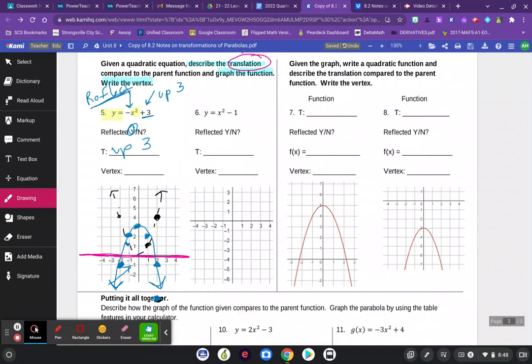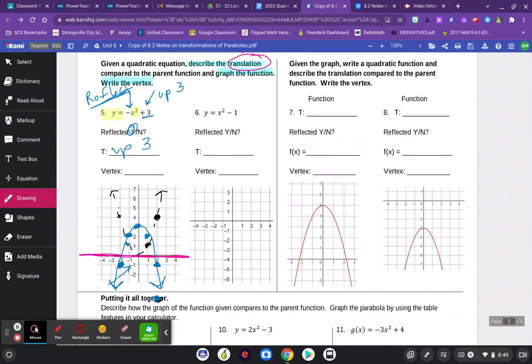We will get to practice this some more when we work together through our practice in class. So just do your best to get these notes in. Again, we do that reflection first. A reflection means I move to the opposite side, same distance away of that x-axis, and then I'm going to count my shift. All right, let's take a look at 6.